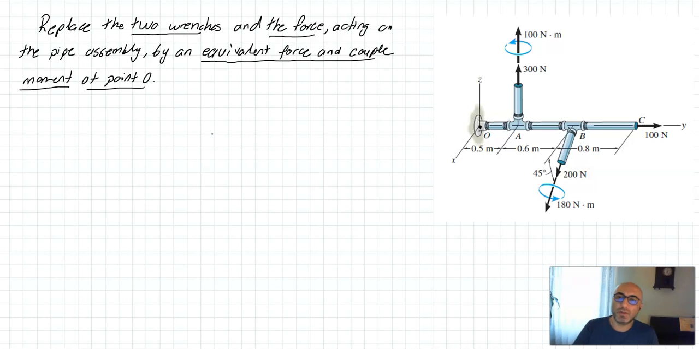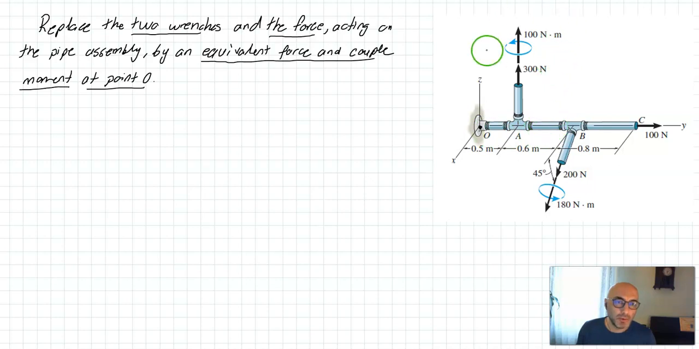Replace the two wrenches and the force acting on the pipe assembly by an equivalent force and couple moment at point O. Okay, so in this question we have a pipe assembly, and two wrenches and a force is acting on the pipe assembly. So the question is asking us to find an equivalent force and couple moment at point O. So this is point O. It is essentially the origin of this X, Y, and Z system.